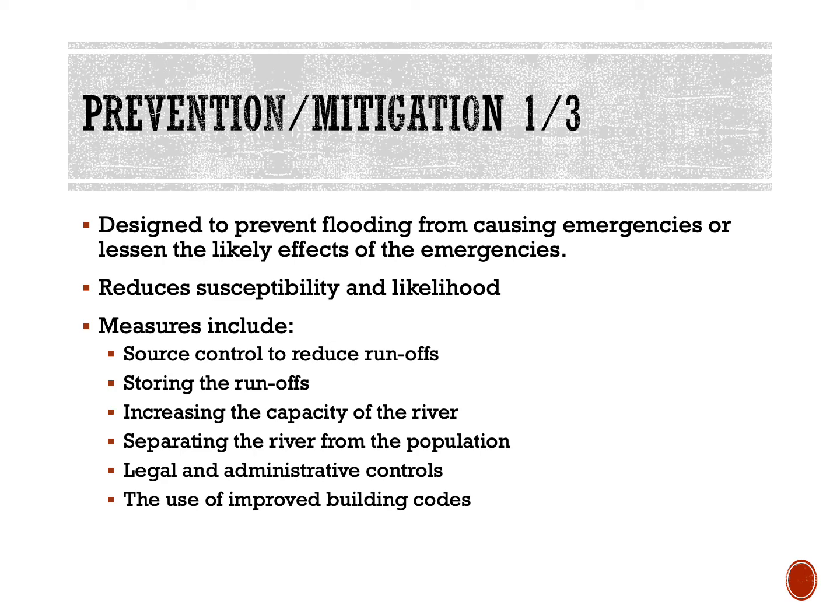So in prevention and mitigation, you might not be able to prevent flooding from occurring, especially if it's a natural disaster, but you want it not to cause an emergency, or to lessen the effects. So basically, you are trying to reduce susceptibility and likelihood. The likelihood that it will occur, and if it occurs, the lesser likelihood that it will cause harm, right? Things you can do are provide source control, reduce runoff, store the runoff, and increase capacity. We'll look at the various measures in the next slide.